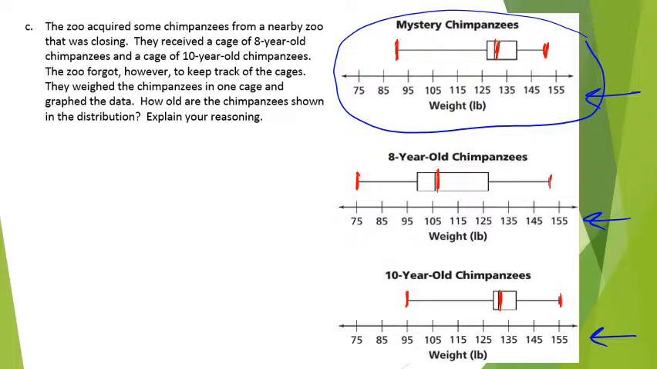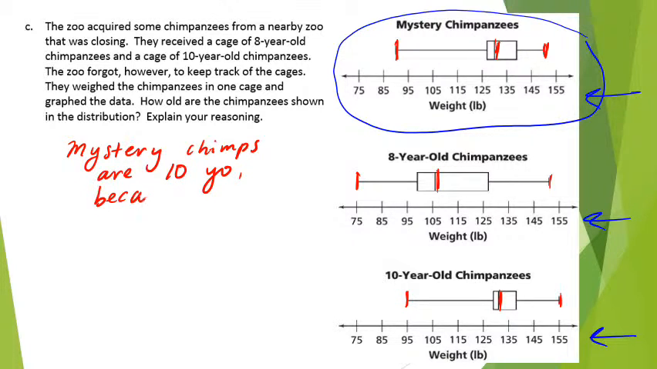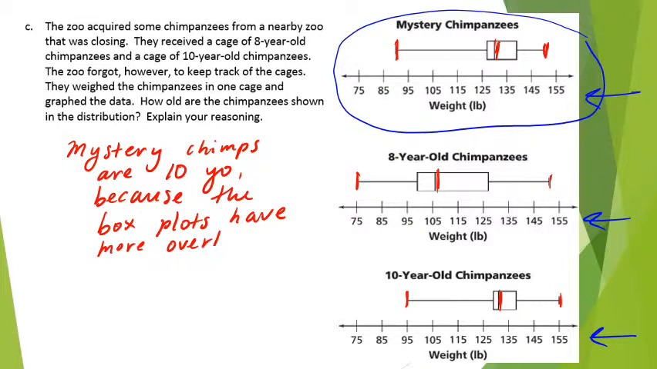So ultimately, I'm probably most likely to say that the mystery chimpanzees are 10-year-olds because, right, the box plots have more overlap. So in other words, their measures, or their 5-number summaries, for example, are more similar to each other.